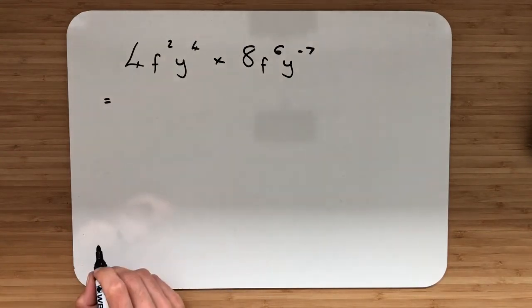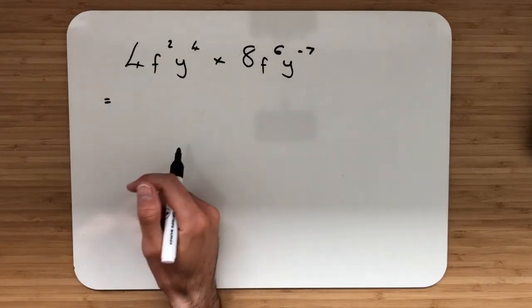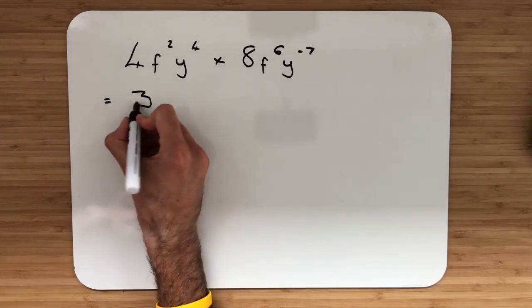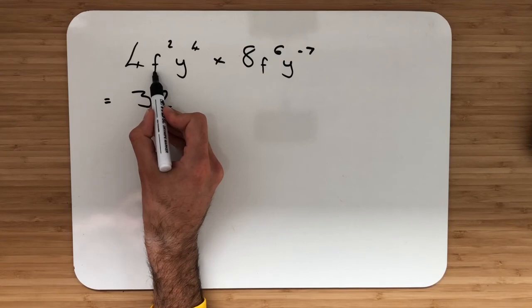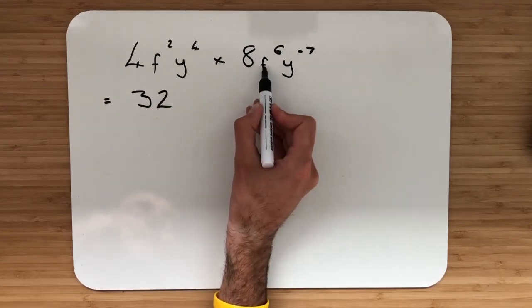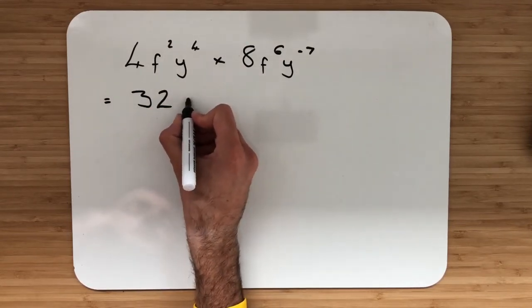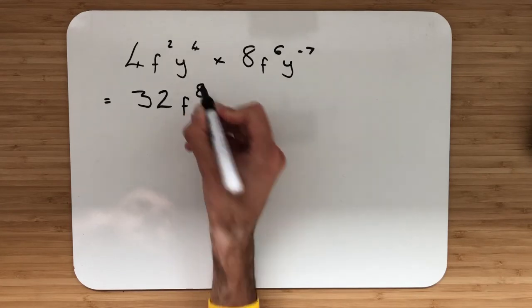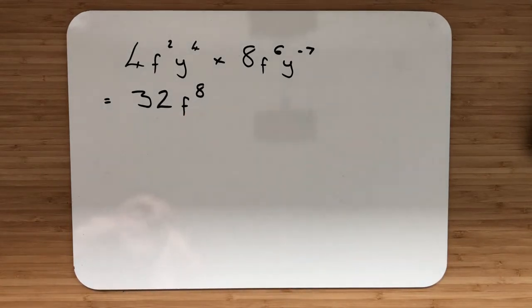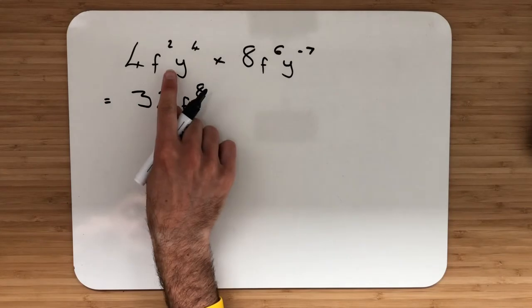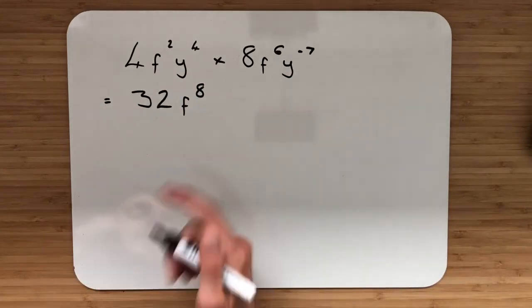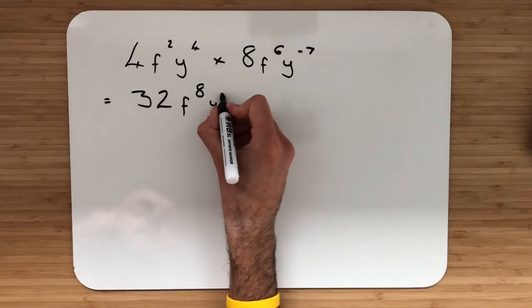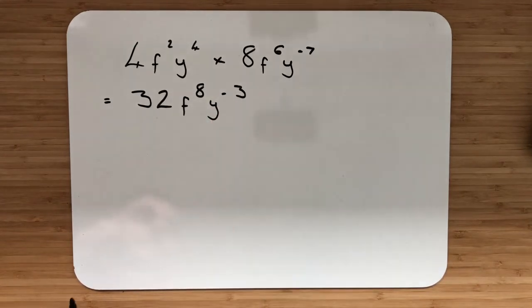Let's simplify to begin with. So deal with your coefficients. 4 multiplied by 8 gives me 32. I then have f squared multiplied by f to the power of 6, so that should give me f to the power of 8. Remember, when you multiply, you add. I then have y to the 4 multiplied by y to the negative 7. 4 add negative 7, that leaves me negative 3.